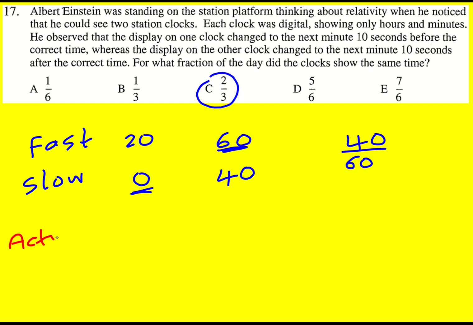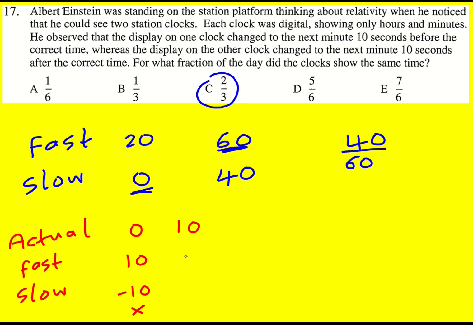We've got the actual number of seconds past the minute. We've got the fast clock, and we've got the slow clock. So when the actual is at 0 seconds, the fast will already be at 10 and the slow will be at -10. So they're not in agreement here.